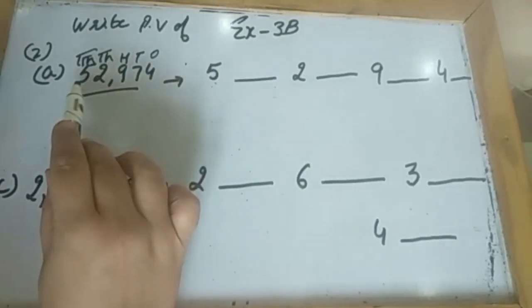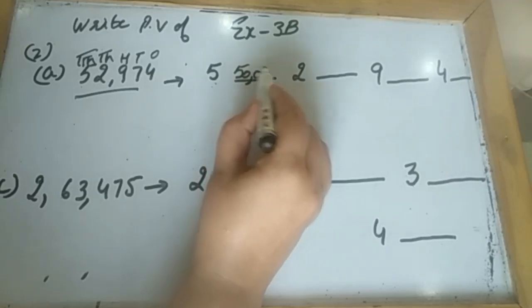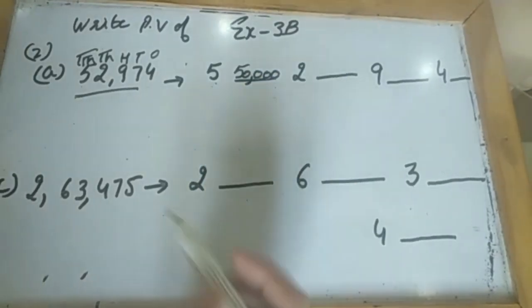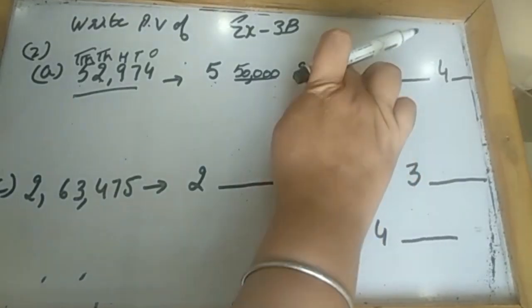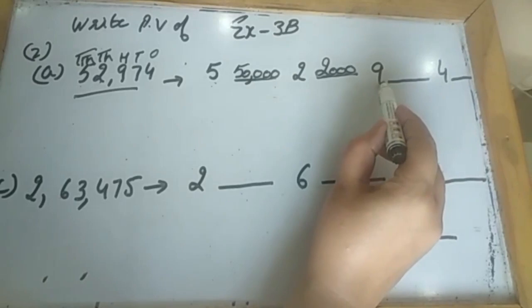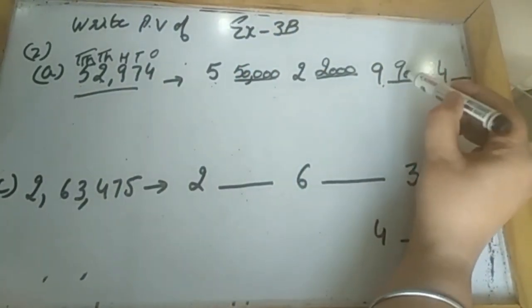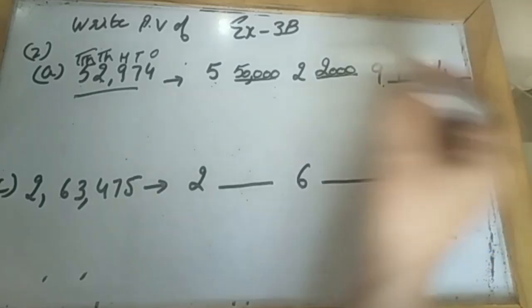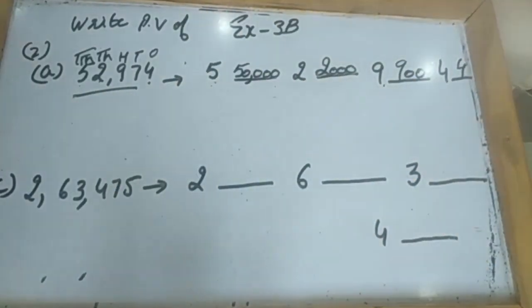The place value of 5 here is 5 ten thousands. It means the place value of 5 is 50,000 and the place value of 2 is thousands. So the place value of 2 is 2,000. Then they are asking about 9. So 9 is in the hundreds place. So 900. And the place value of 4 is ones. So 4 ones means 4 only.